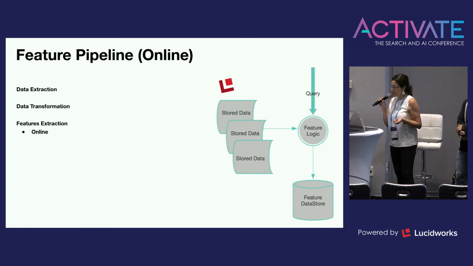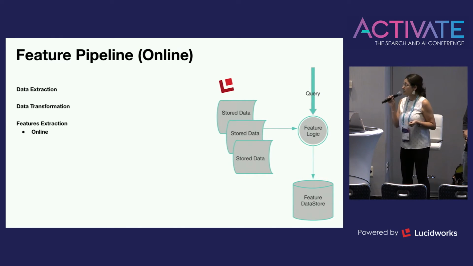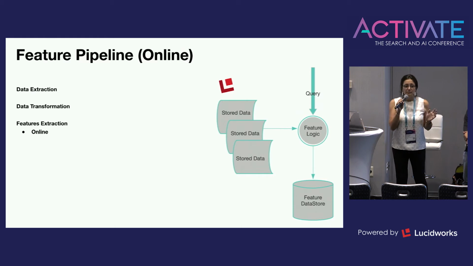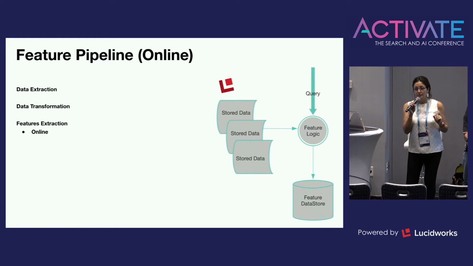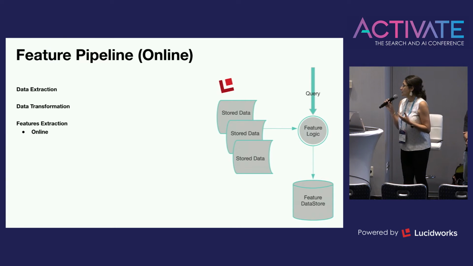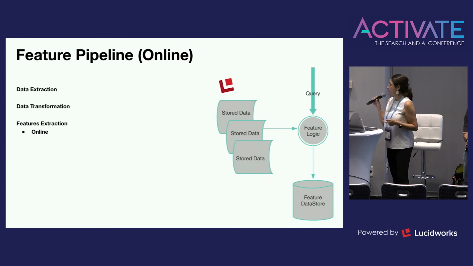In order to do the online part, we just do like the model training using code. We have a service called feature logic, and we implemented all the business logic there. We get the query, and the feature logic service extracts all the features online and stores them in the repository.